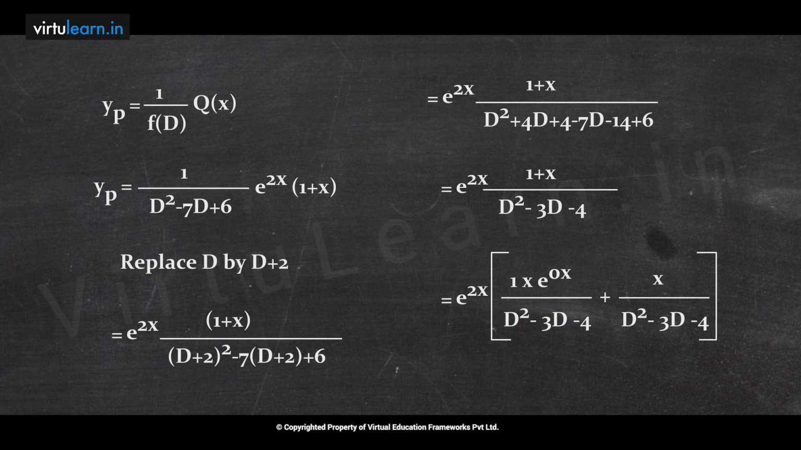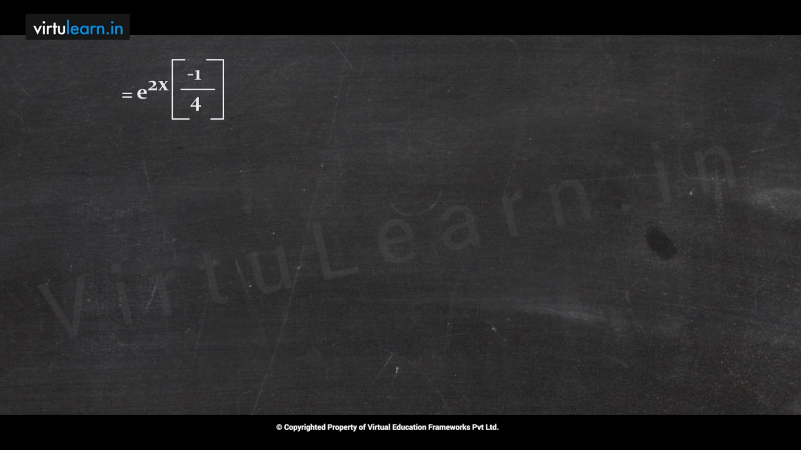Then the first problem is the e power ax method. Already I explained this particular integral. Here e power ax appears with the coefficient of x as 0. Wherever D is there, simply write 0: 1 by 0 minus 3 into 0 minus 4, that is minus 1 by 4. So it is e power 2x into minus 1 by 4, plus e power 2x, which I am multiplying, into the second part.